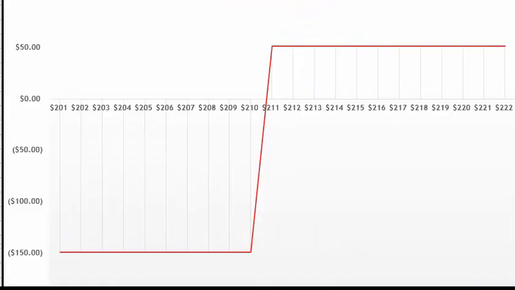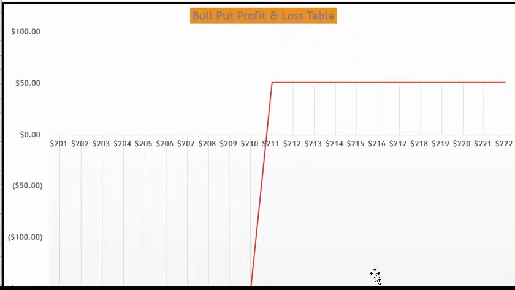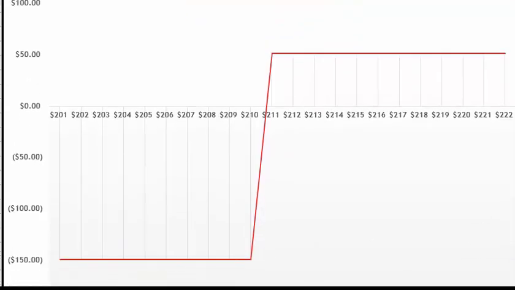And this is what it looks like on a chart. So you can see here, our losses are absolutely defined here, and as the share price goes above our break-even point, so are our profits. So you can see it's a defined risk and a defined reward trade.